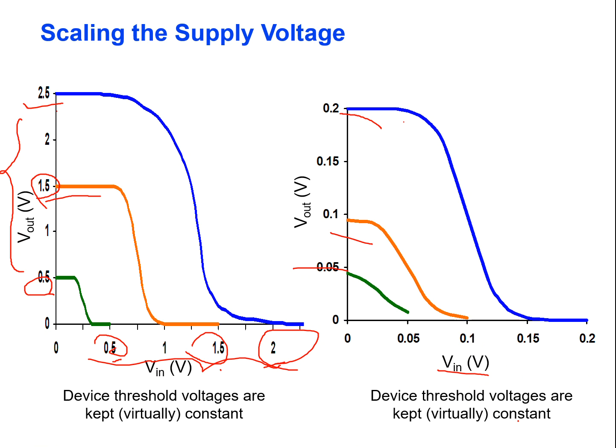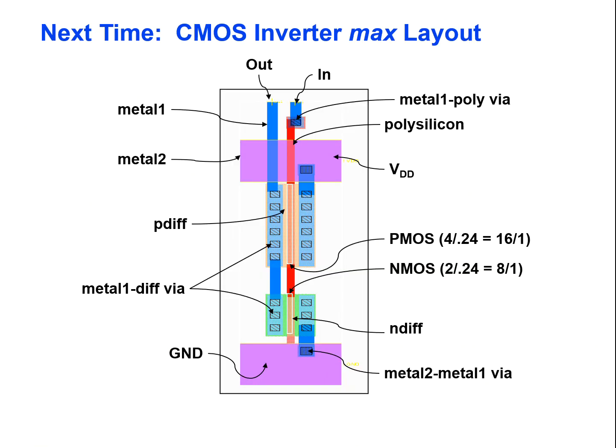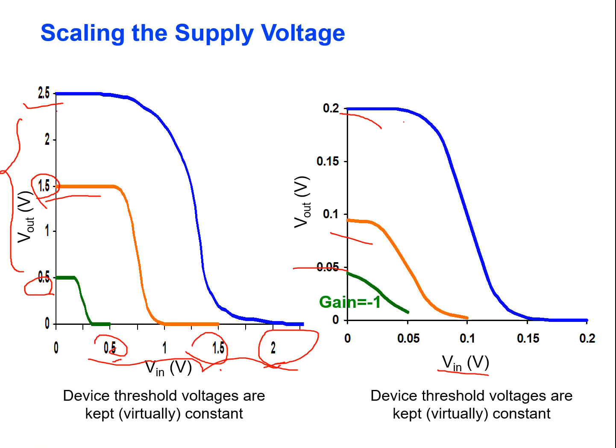So from this, you can identify that device threshold voltages are kept constant. Even though there is variation, the device threshold voltages should be kept constant. The shifting is the same, which is why they say the device threshold is constant. Regarding layout, we'll discuss in the next video.